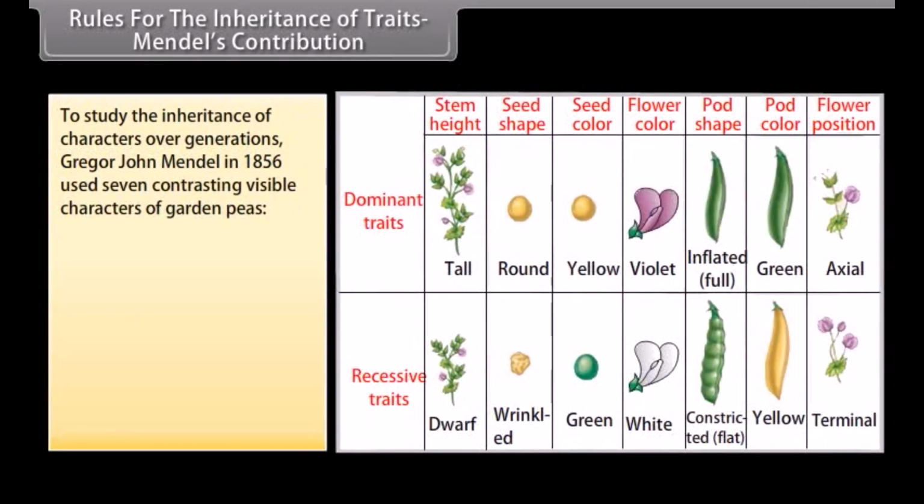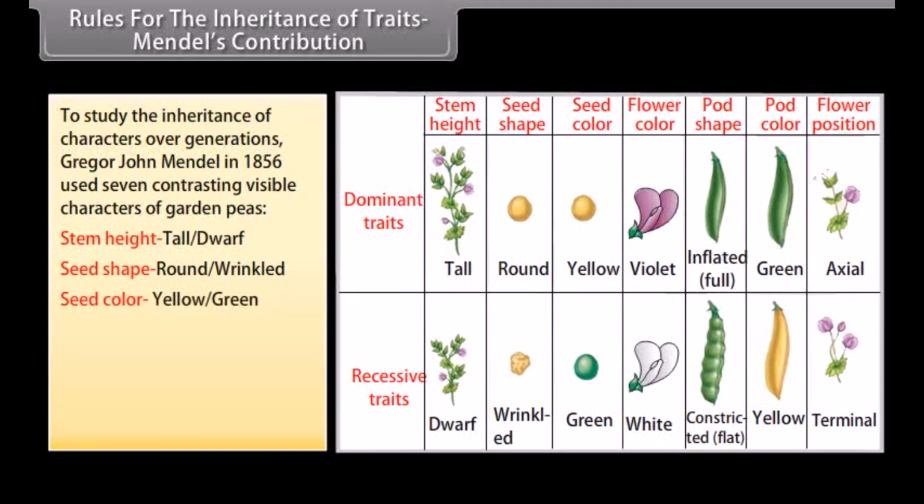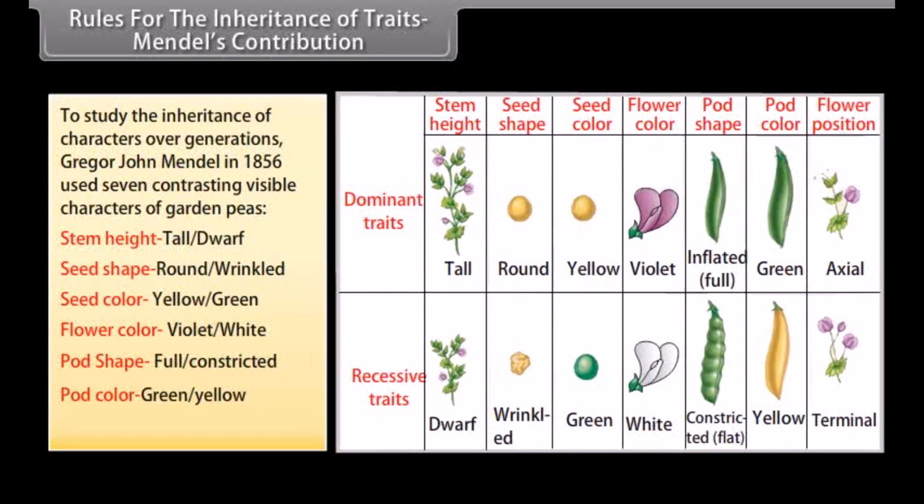To study the inheritance of characters over generations, Gregor John Mendel in 1856 used 7 contrasting visible characters of garden peas. Stem height, tall, dwarf plants, seed shape, round, wrinkled seeds, seed color, yellow, green seeds, flower color, violet, white flowers, pod shape, full, constricted pods, pod color, green, yellow pods, flower position, axial, terminal flowers.